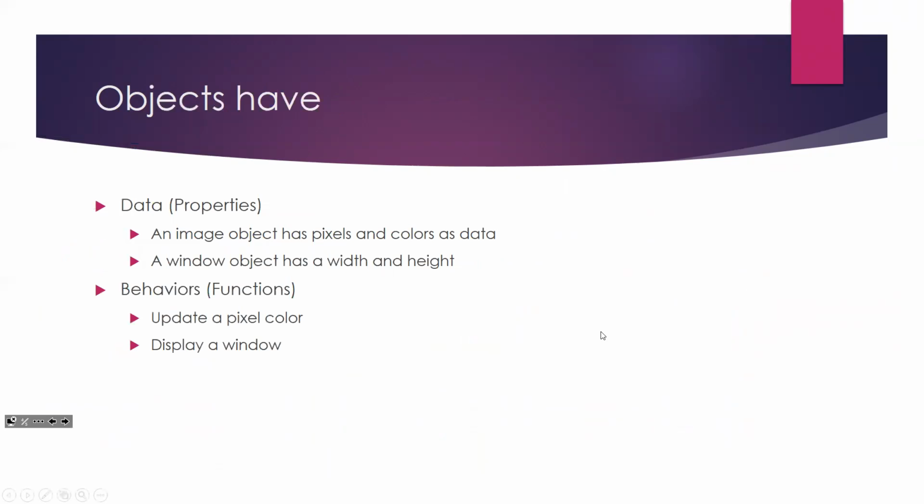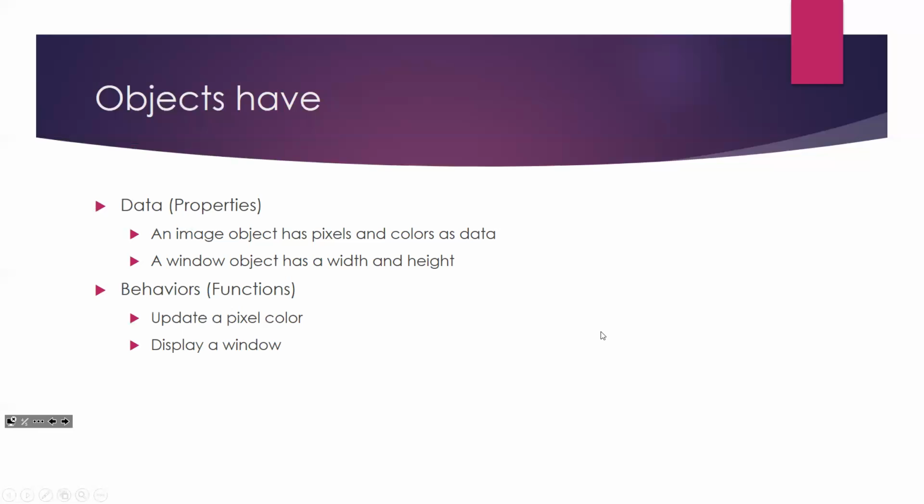So if I think about an image object or a window object, both of those have data or properties. The kind of data we have, an image object has pixels, right? The rows and the columns, and it has colors. So those are the data that belong to an image object. Our window object has like a width and a height, maybe some other things, does it have a close button? Those things are data that we would see associated with a window object.